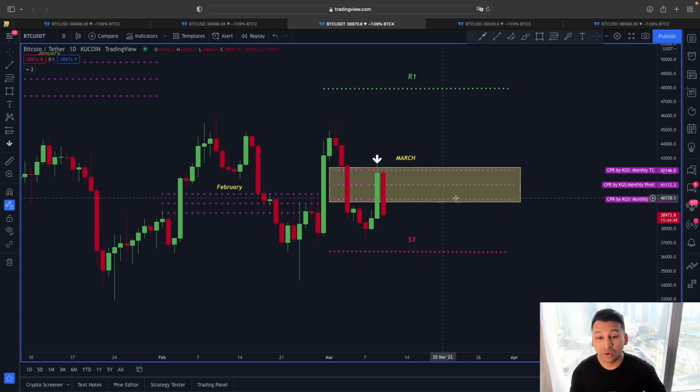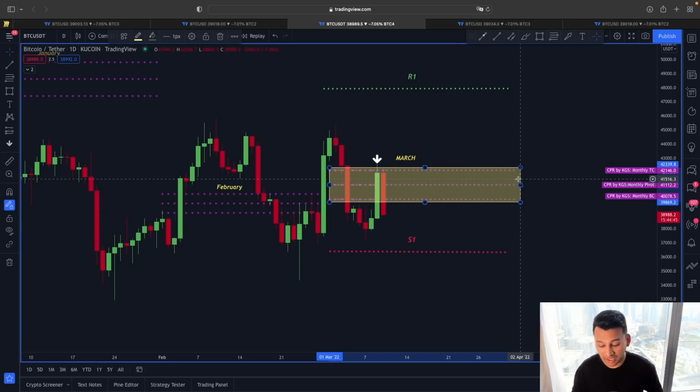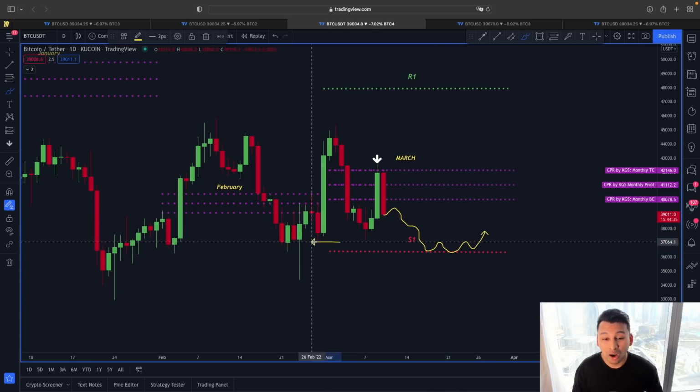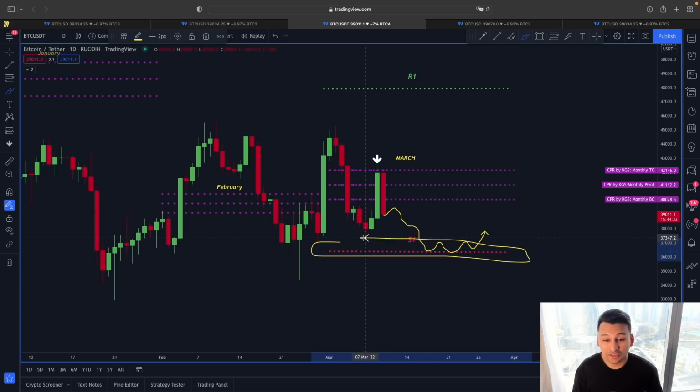If the price of Bitcoin is going to remain below the CPR line for a longer period of time, then this is going to indicate another sign of weakness, where this monthly S1 line is going to be our potential upcoming price target for Bitcoin. And this lower S1 line is lying around 36,300, 36,400 price area.